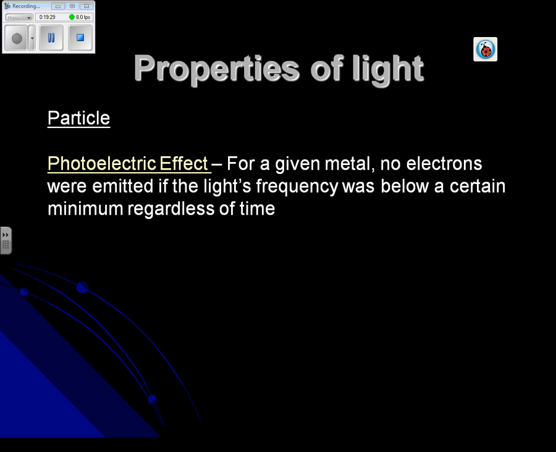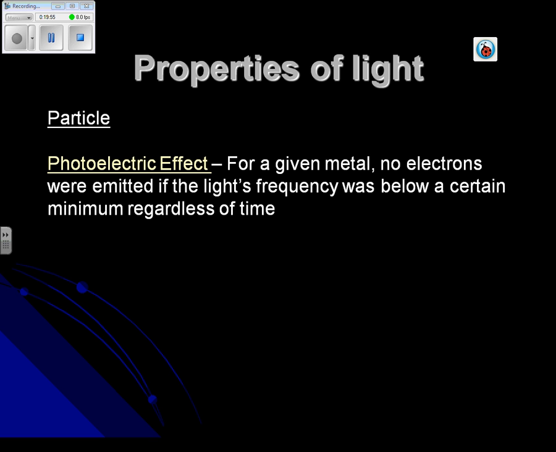So they shined a red light, and nothing happened. A bright red light, nothing happened. Green light, nothing happened. Bright green light, nothing happened. Only when they got to blue. When they got to blue light, if they shined it on a metal, electrons would start to flow. And if they shined a bright blue light on that metal, more electrons would flow. Purple would be the same thing.